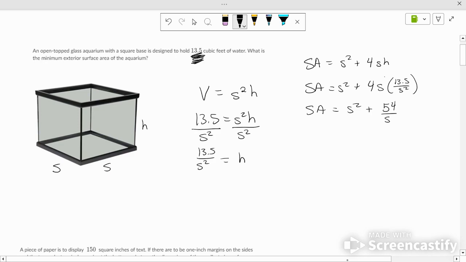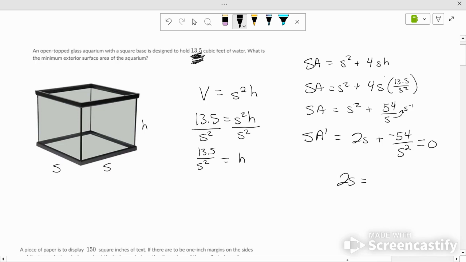To find the critical number, I take the first derivative, which is 2S plus, and this is 54S to the negative first, so it'd be negative 54 over S squared. Because this is S to the negative first, so negative 1 times 54 times S to the negative second. Okay? What do you do to find a maximum or minimum? You set your first derivative equal to 0.